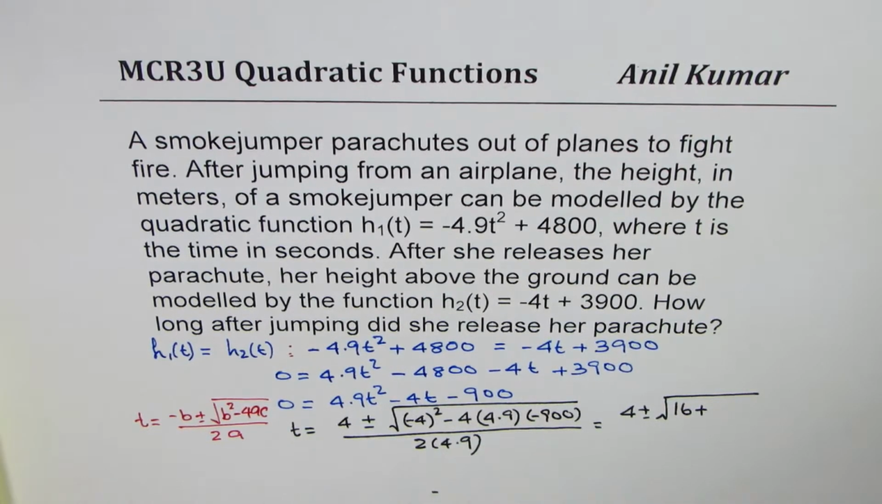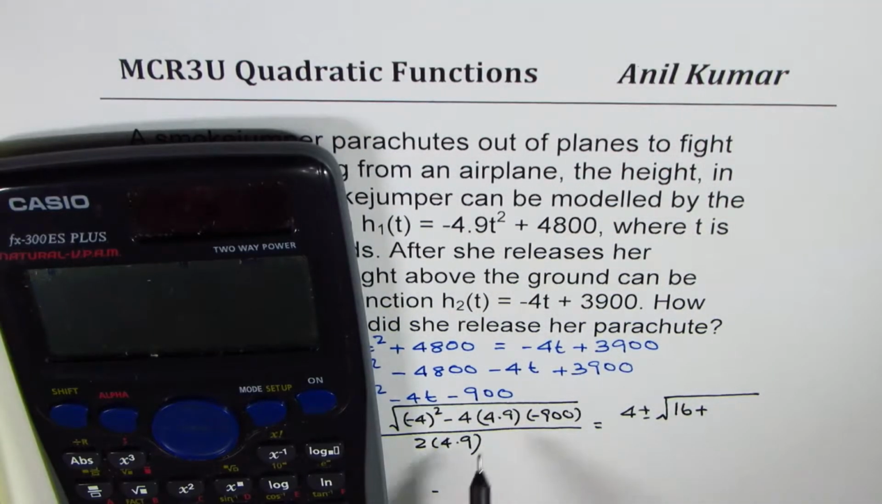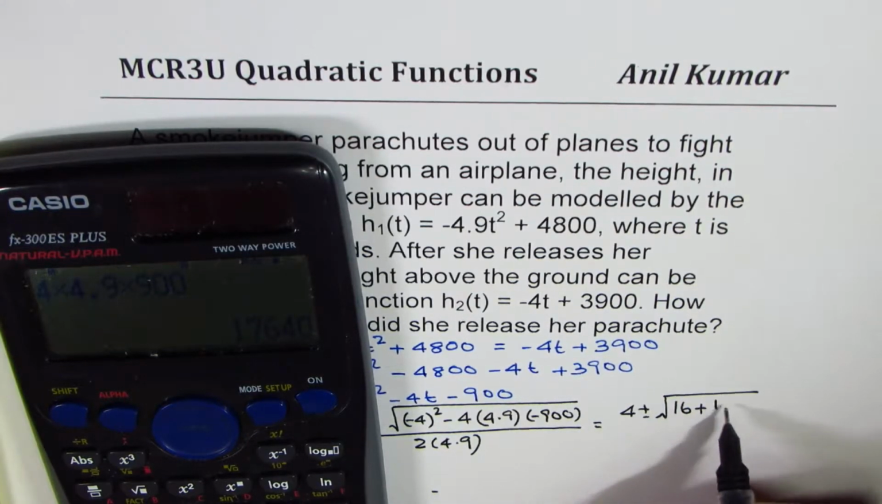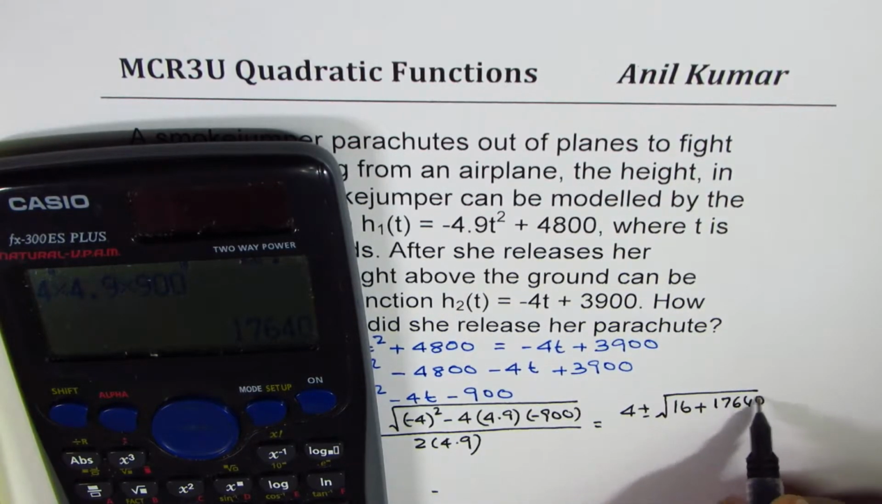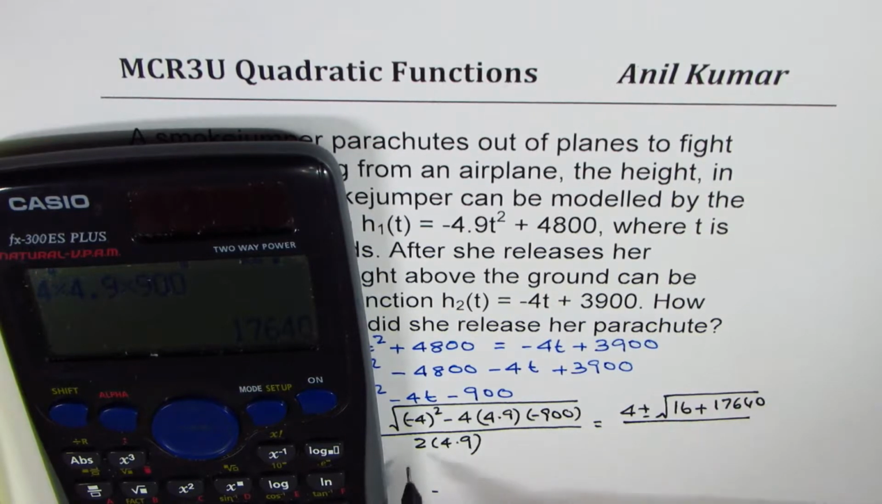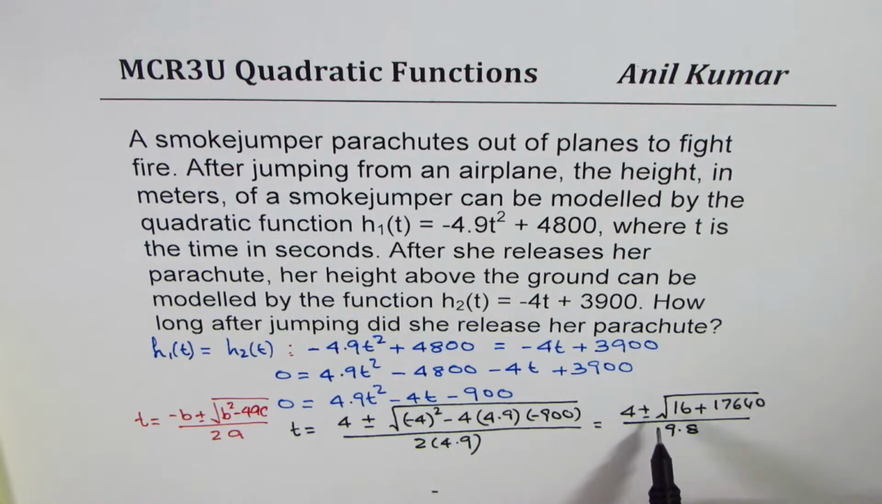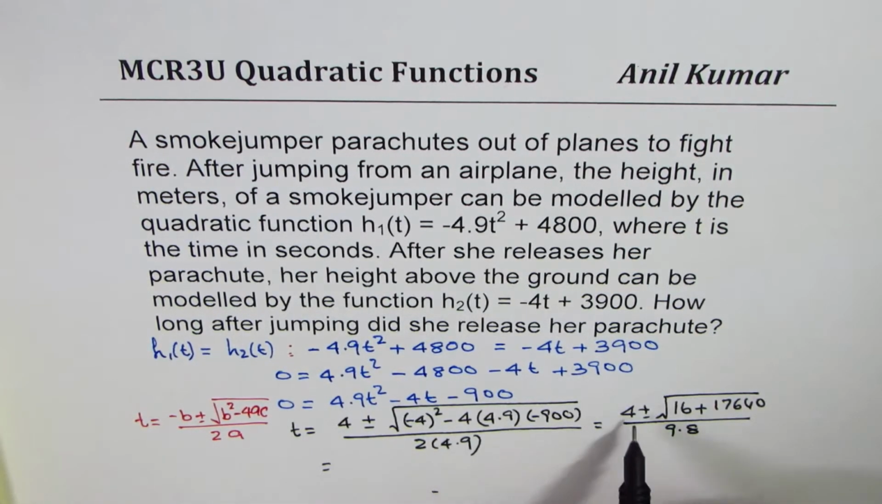Let's use the calculator. So we have 4 times 4.9 times 900, that is 17,640, divided by 2 times 4.9, which is 9.8. Now t has to be positive, so we can find the value with 4 plus these values divided by 9.8, right? So let's calculate that value.